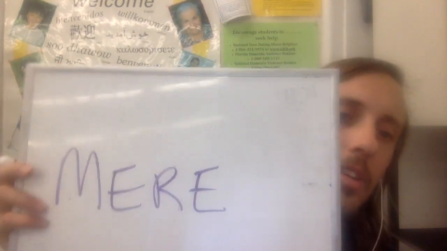M-E-R-E. Now this is a word you might not hear that often. Mere can be a synonym of the word just when we use it to mean something that's simple or small. Not like the word justice, but the word just. For example, imagine you fall and you cut yourself, and someone says, "Are you okay? Are you hurt? Is it bad?"